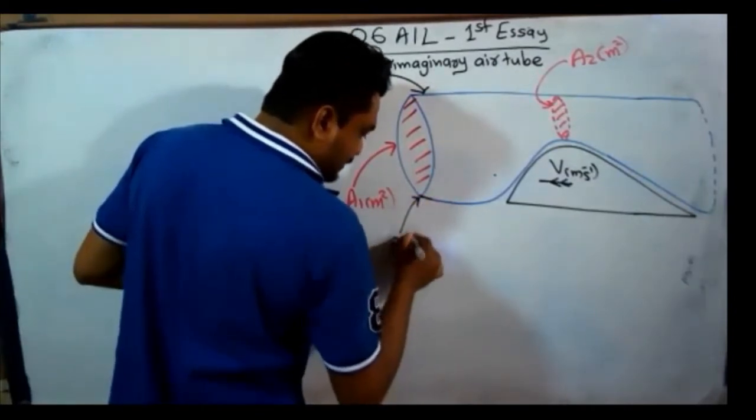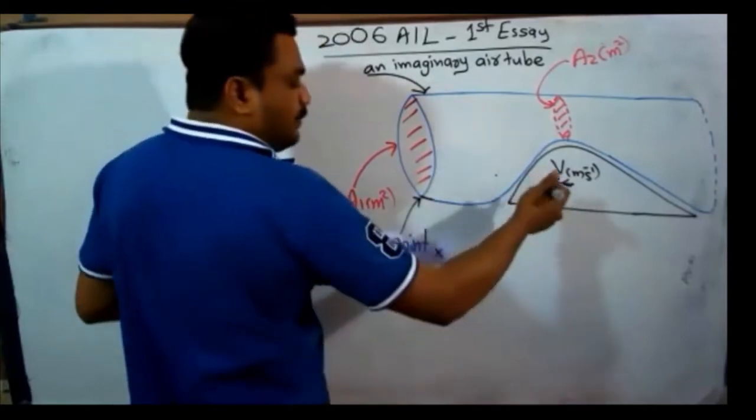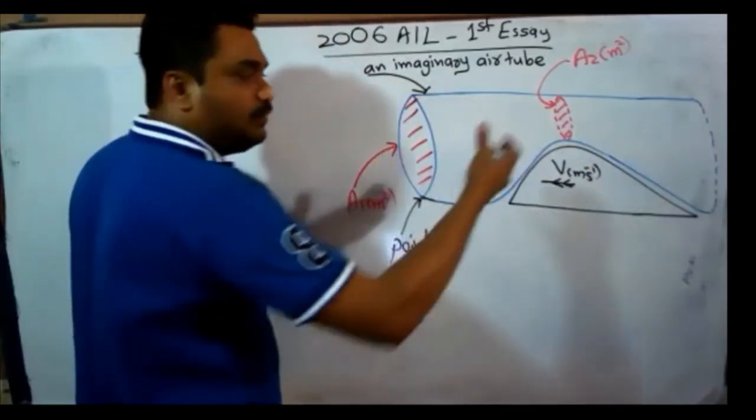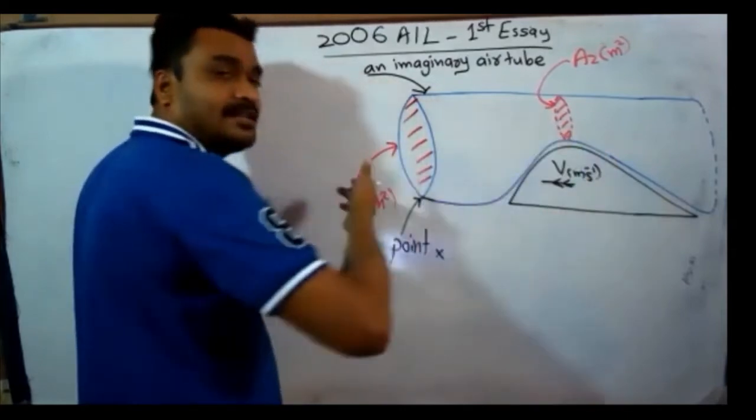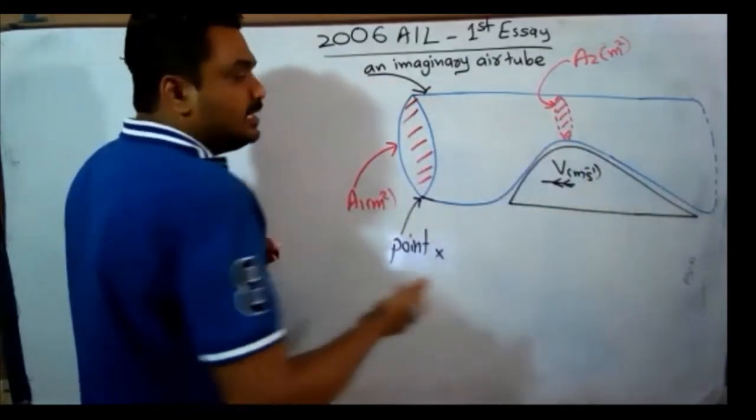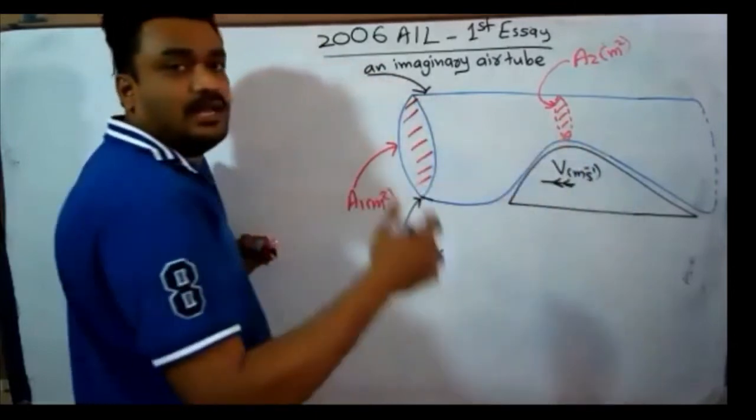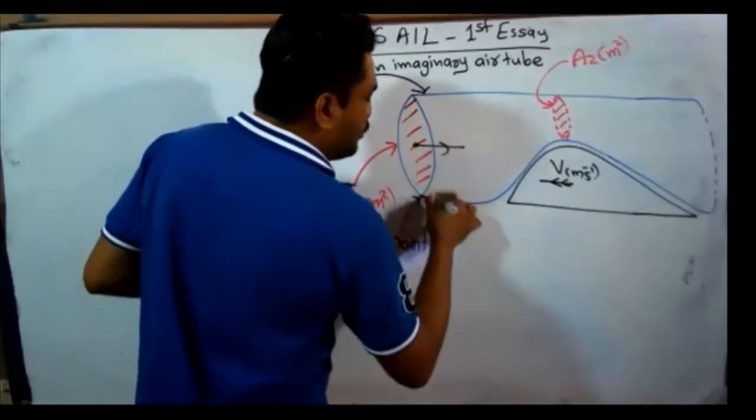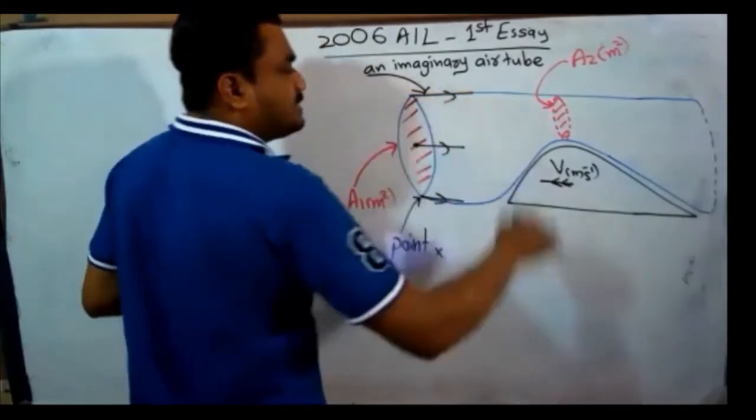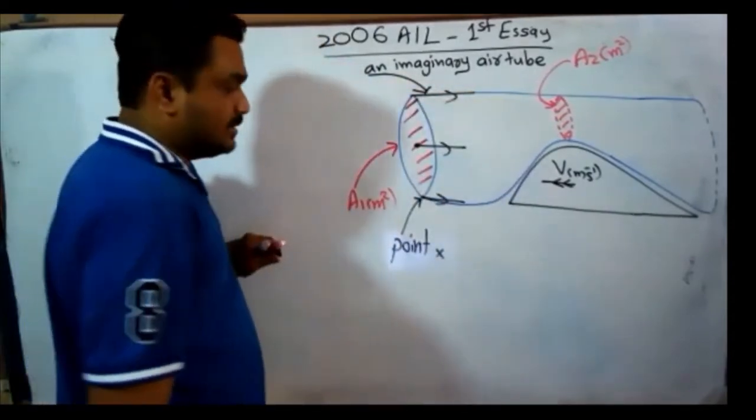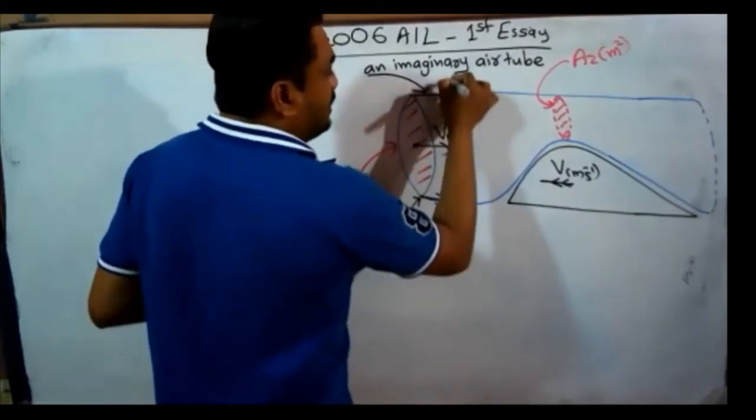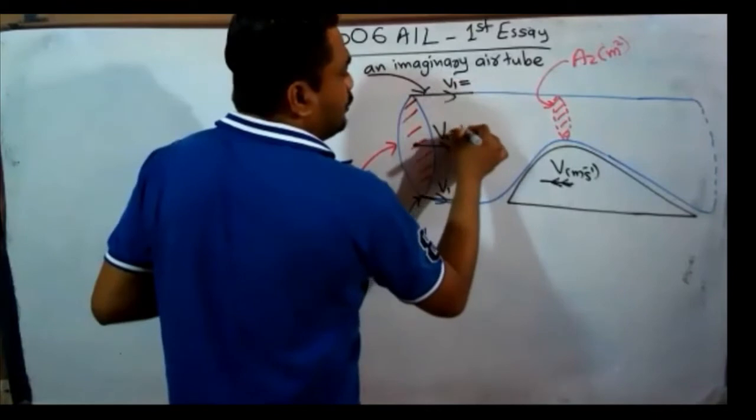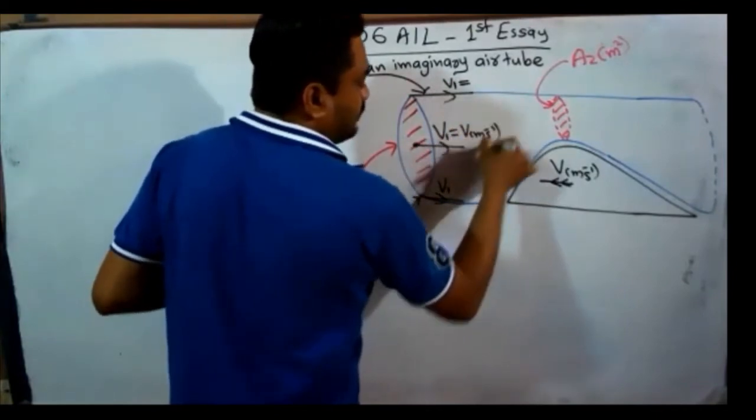Point x is here. If the aeroplane is moving in this direction, towards me, with the velocity of v, the people inside the aeroplane will observe that air particles are moving towards the aeroplane with the same velocity of v meter per second. So if I mark it as v1, v1 is equal to v meter per second. Can you understand it?